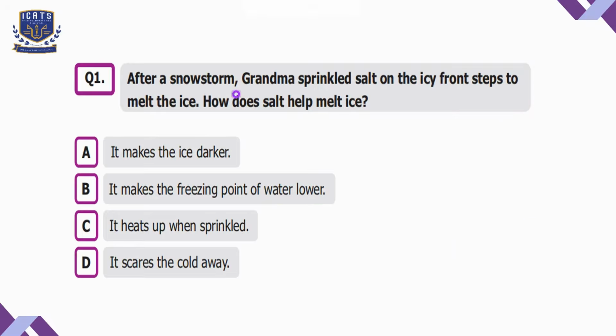Question number 1. After a snowstorm, Grandpa sprinkled salt on the icy front steps to melt the ice. How does salt help melt ice? Option A is it makes the ice darker, which is not correct because salt does not change the color of the ice. Option B is it makes the freezing point of water lower.